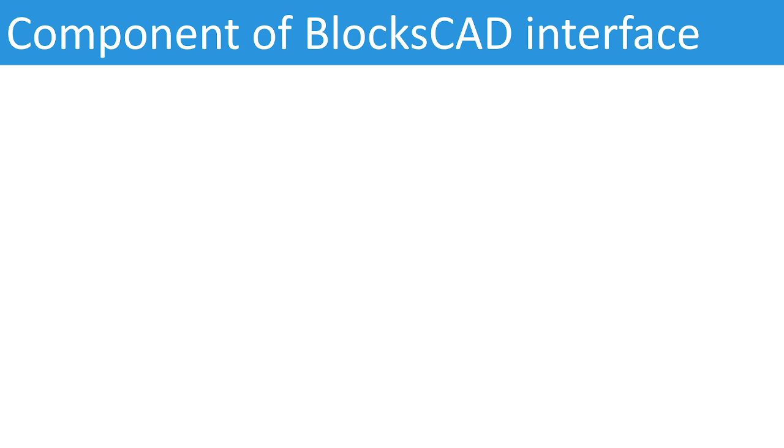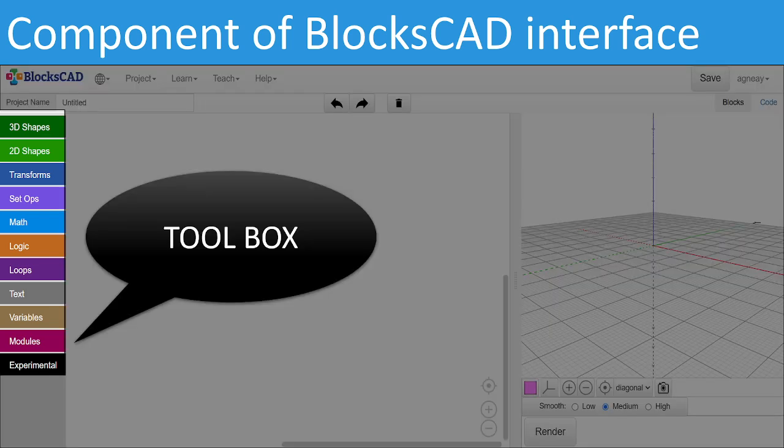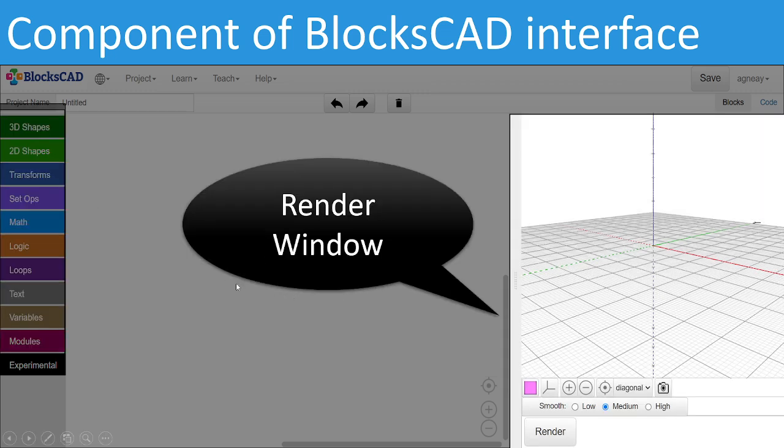And now let's get into the components of the BlocksCAD interface. This is how the BlocksCAD website will look when you first open it. Here we have the toolbox, which has various buttons, for example, 3D shapes, 2D shapes, transform, sets, math, logic, loops, text, variables, modules, experimental, and so on. On the right side, we have the render window, and I'll discuss what a render is in upcoming videos.